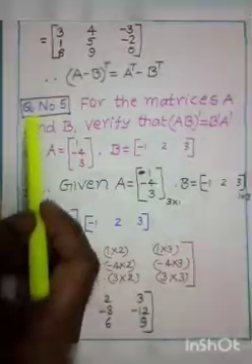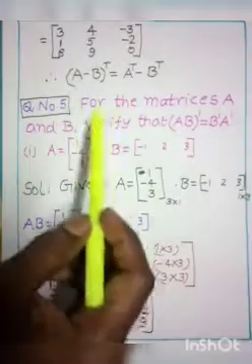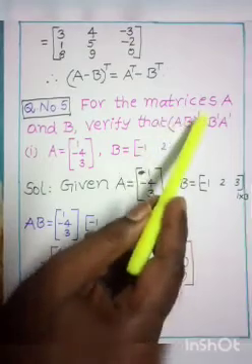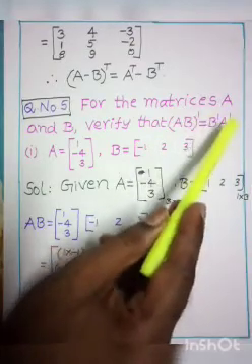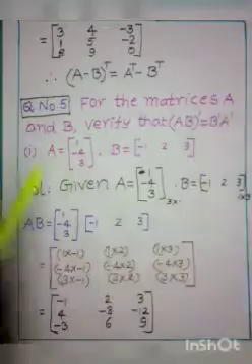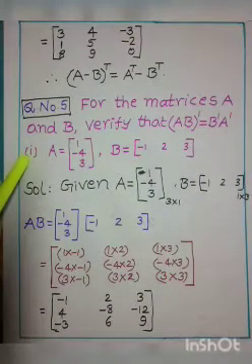Now come to question number 5. For the matrices A and B, verify that (AB) whole dash is equal to B dash into A dash. We have to verify this statement. Now let us see the first part of the question.